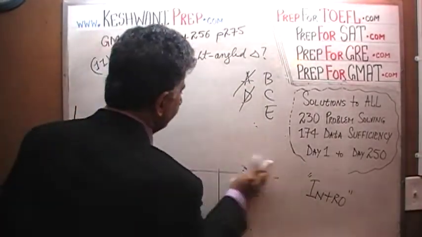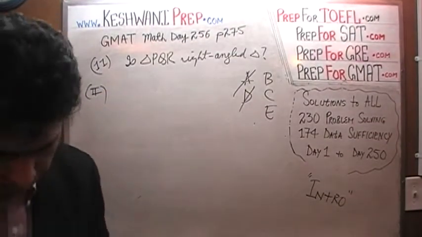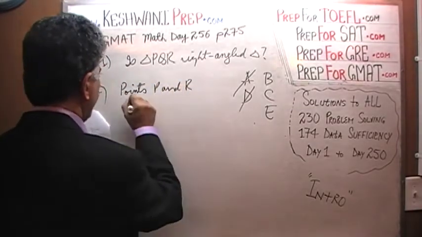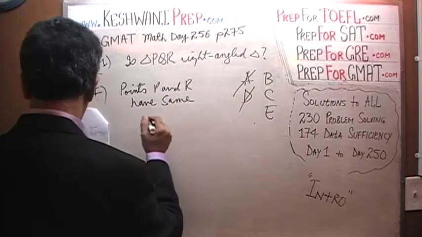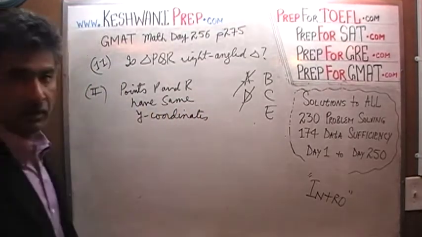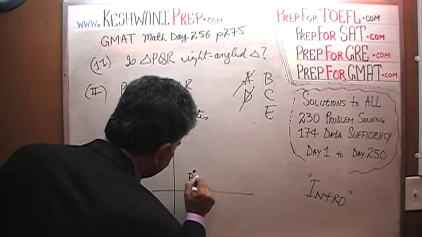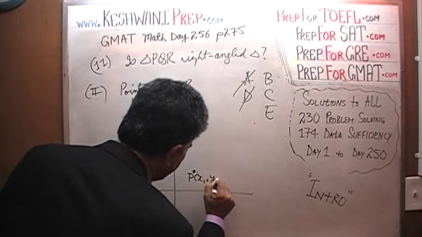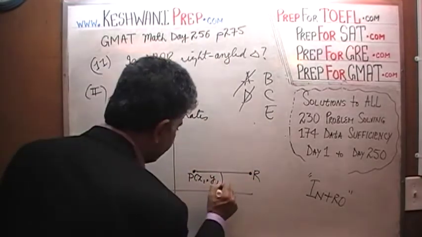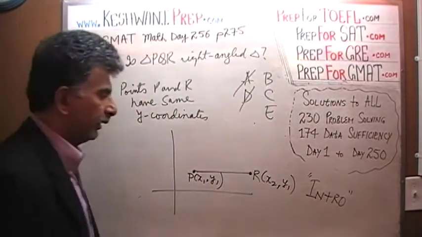Let's look at the second statement. In the second statement they tell us that points P and R have the same y coordinates. Well, there we go. Now we are talking. So here's our point P, we said it had coordinates of x1, y1, and here's our point R. We are told that they have the same y coordinate. So if this is y1, this one would have to be y1, and the x coordinate would be something different, x2, y1. There you go.